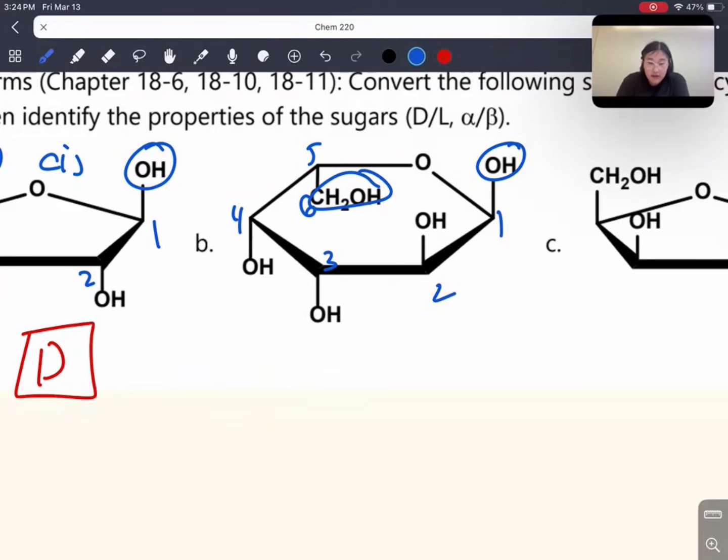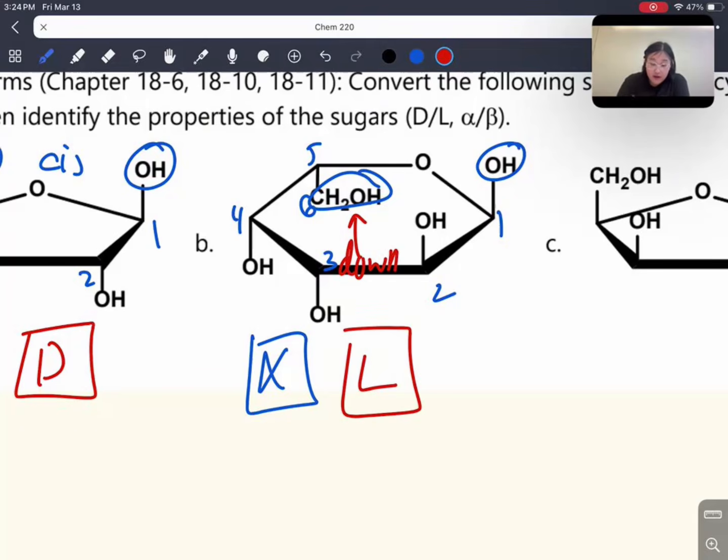They are trans to each other, meaning that I have an alpha form carbohydrate. And then the next thing to look at is where is my CH2OH group pointed? Is it pointed up or down? It's pointed down. Therefore, I have an L sugar.